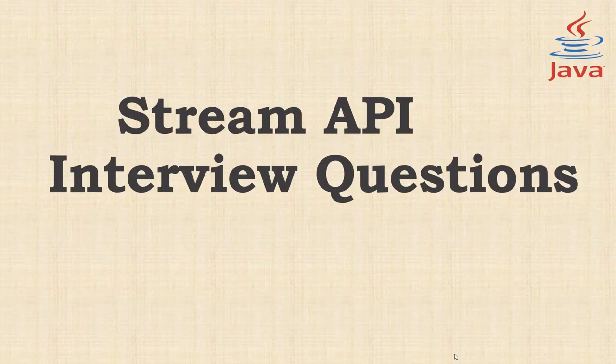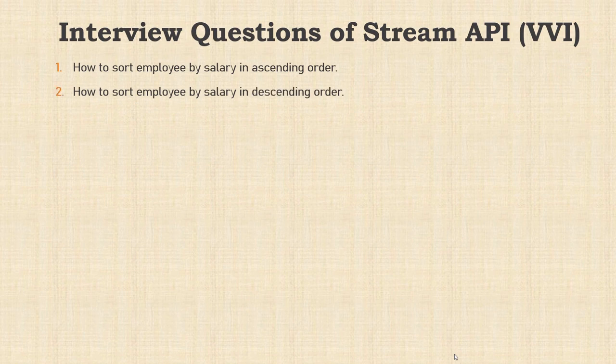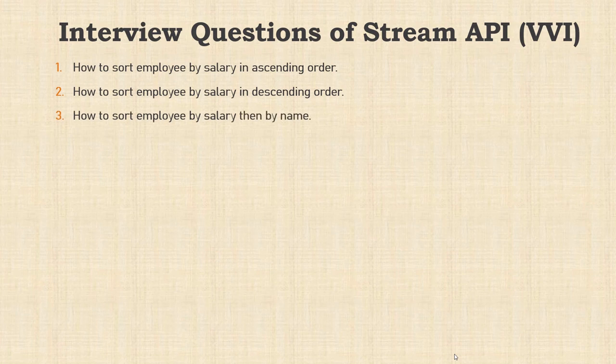We are going to cover Stream API interview questions. We are going to cover all the very very important questions. I have made a list of interview questions. First: how to sort employees by salary in ascending order. Second: how to sort employees by salary in descending order. Third: how to sort employees by salary, then by name. Fourth: how to group employees of similar age.